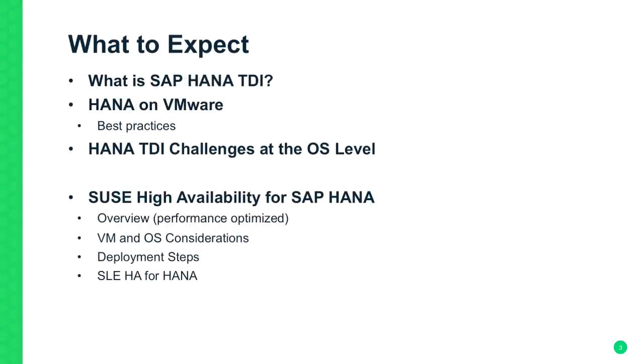So over the next 45, 50 minutes or so, what I plan to do is just take you through what I think HANA TDI means, and then we'll take a look at some of the best practices when you deploy on top of VMware. We'll take a look at some of the challenges your organizations will see or your customers will see when they start going down the TDI route. And then we'll dive into the HA side and give you an overview of the HA side of things and take a deeper look into the configuration.